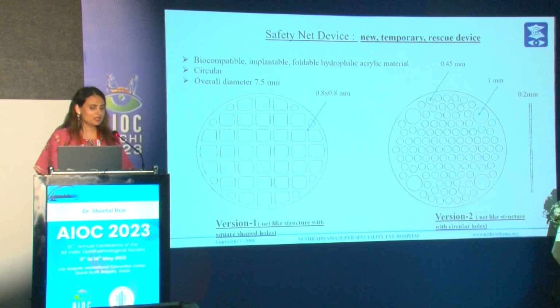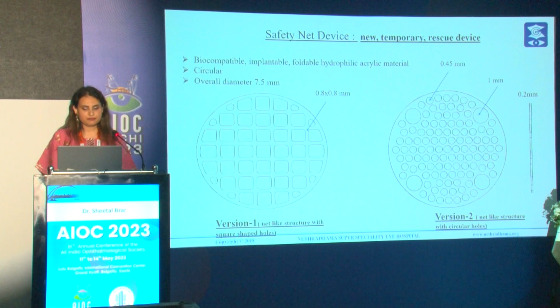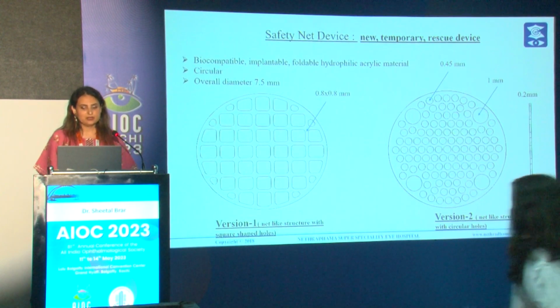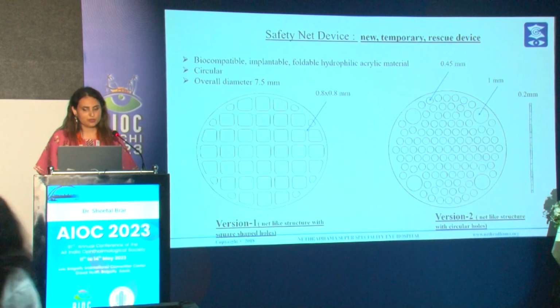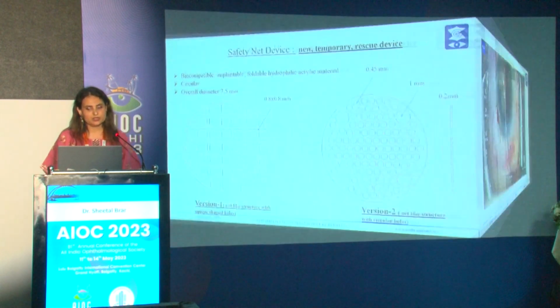So on the left side, you see version 1 of the device, which is like a net-like structure with square-shaped holes. The holes were square-shaped with a size of 0.8 by 0.8 millimeters. On the right side is version 2, which we are currently using. This is a little different. You can see that there are 4 bigger holes in the periphery, orthogonal, 90 degrees to each other, and each of these holes is 1 millimeter in size, and the rest of the device is filled with smaller holes of 0.45 millimeters, and the overall thickness of the device is 0.2 millimeters.